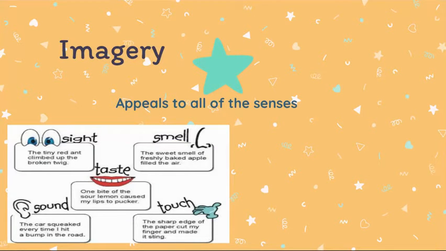For imagery, you guys have seen this before too. It just means it appeals to all the senses. So however the author uses words or draws pictures with their words, that's imagery. So we have sight, smell, taste, sound, touch. All of our senses just get involved when we use imagery.